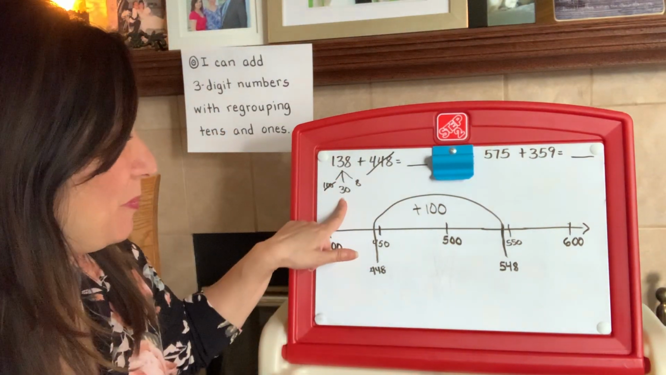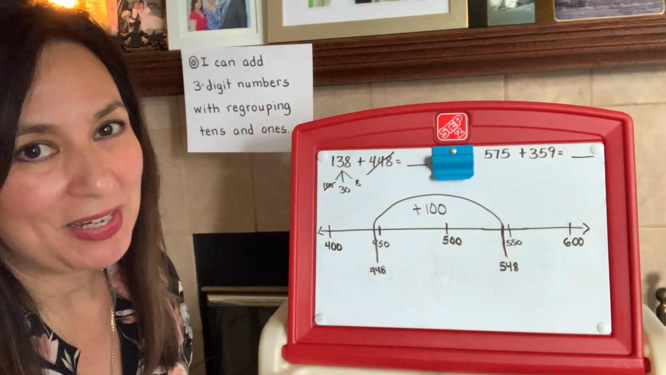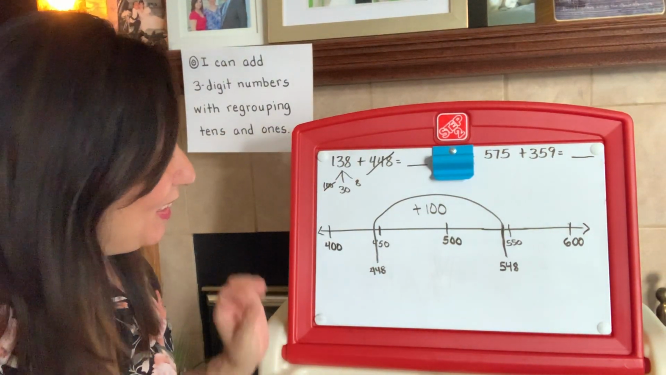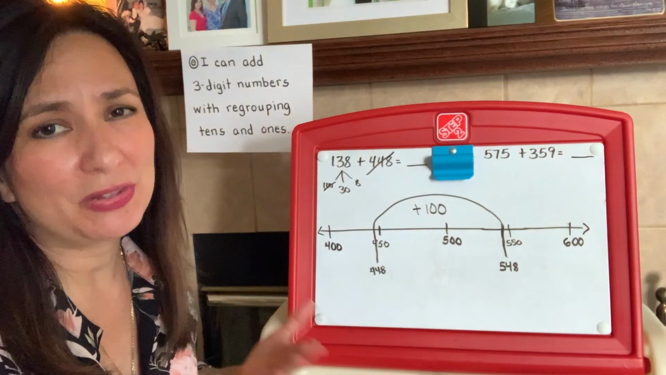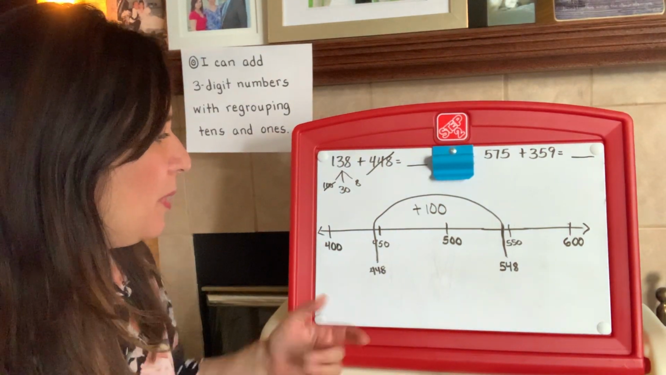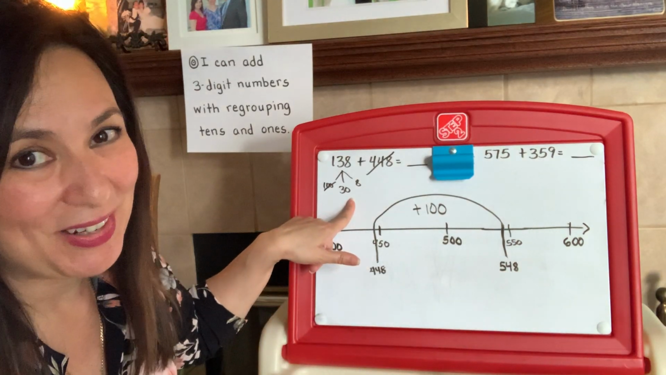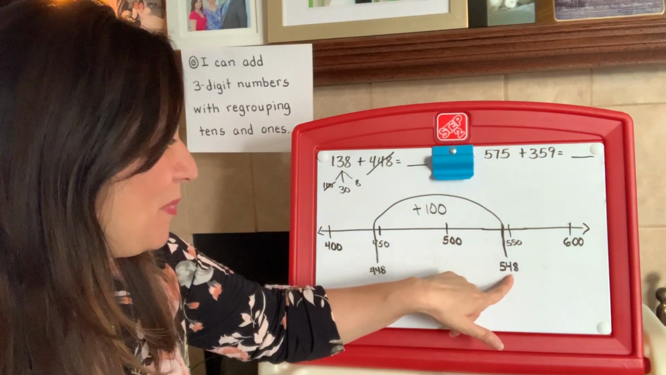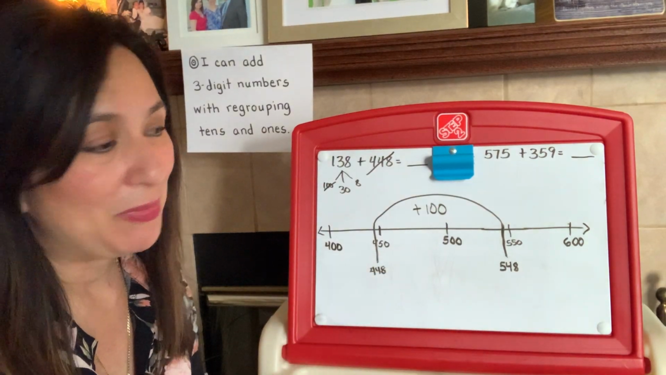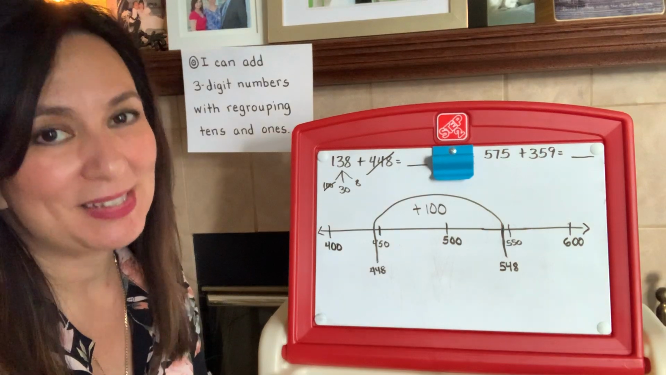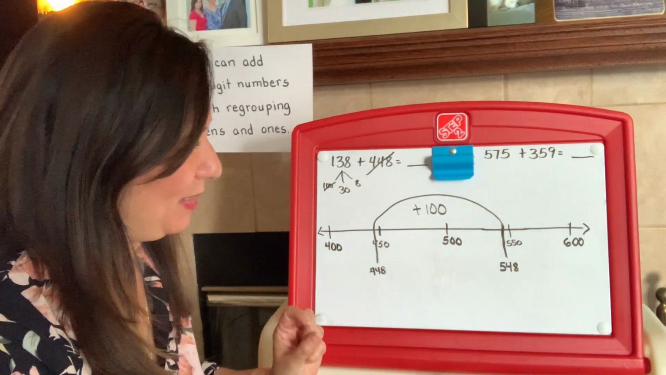Now I have to jump 30 or 3 tens. This time I'm going to take a jump of 30. I'm feeling confident that I can take a jump of 30. I can think 548 plus 30. Well, where do I have to go? 548 plus 30, do you know it? I think of adding 3 more tens to these 4 tens, and I would jump to 578.